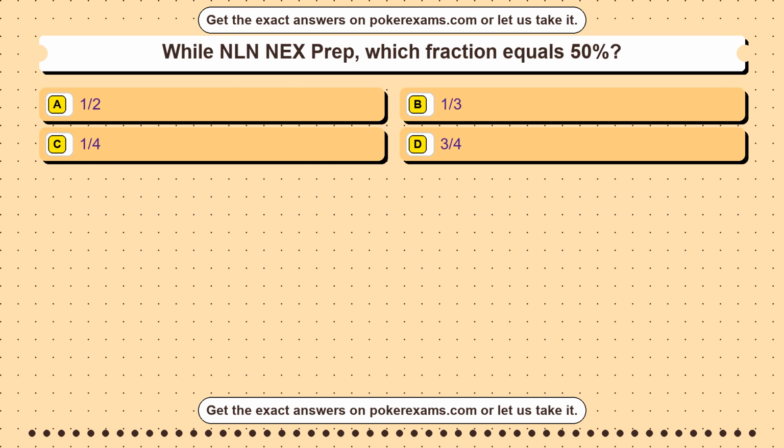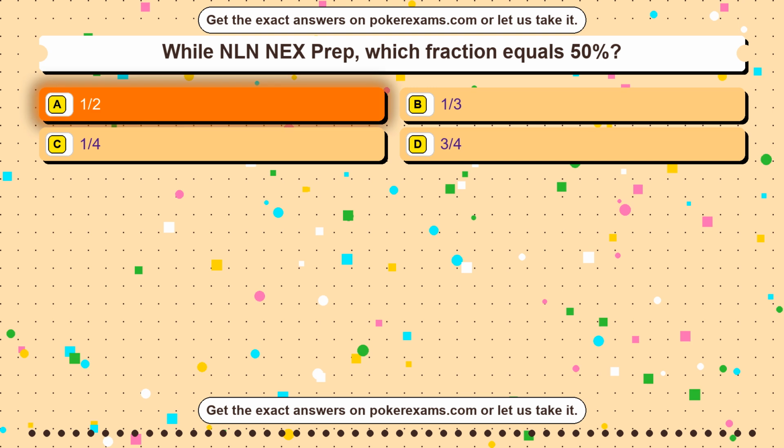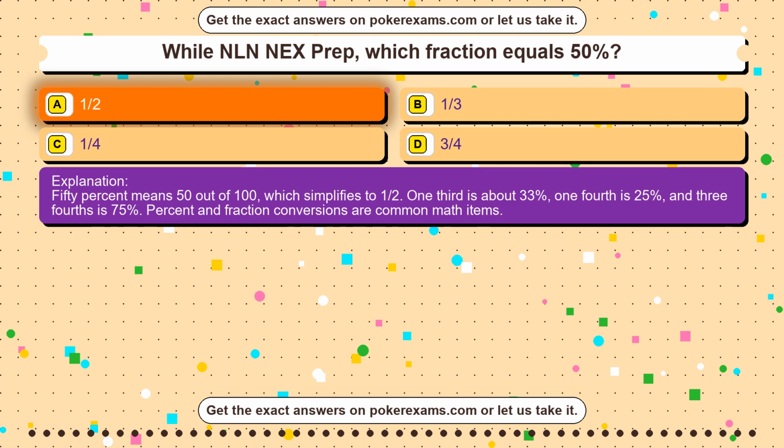Question 37. While NLN NEX Prep, which fraction equals 50%? Option A 1/2. Option B 1/3. Option C 1/4. Option D 3/4. The correct answer is option A. 1/2. 50% means 50 out of 100, which simplifies to 1/2. 1/3 is about 33%, 1/4 is 25%, and 3/4 is 75%. Percent and fraction conversions are common math items.